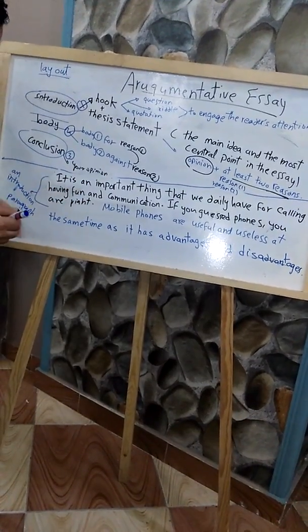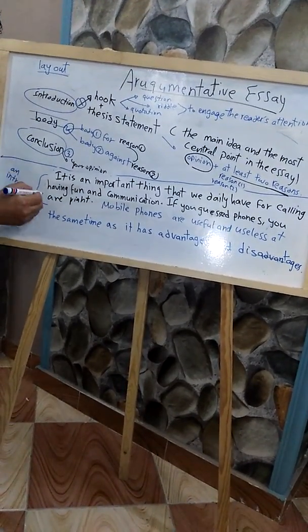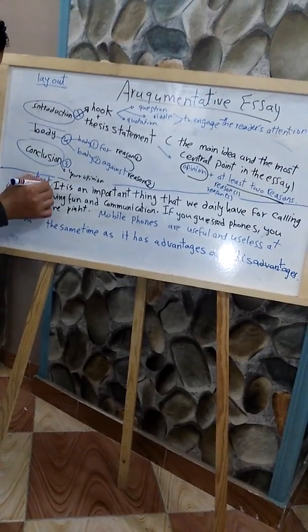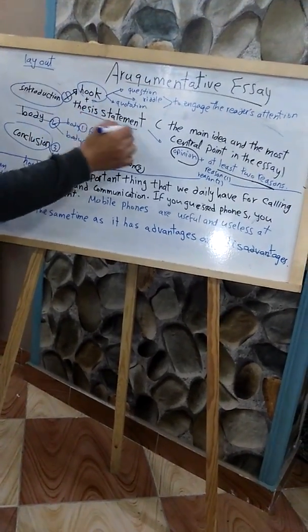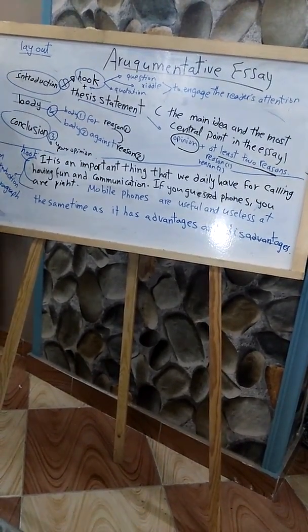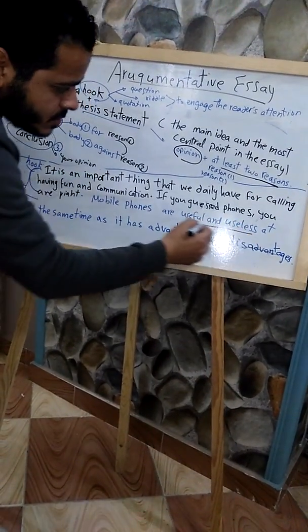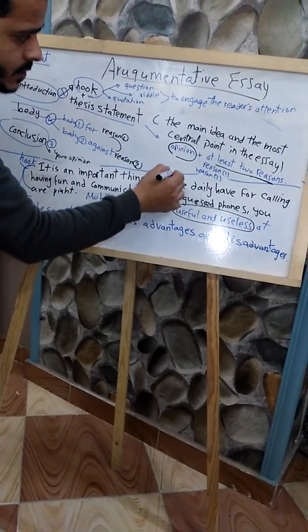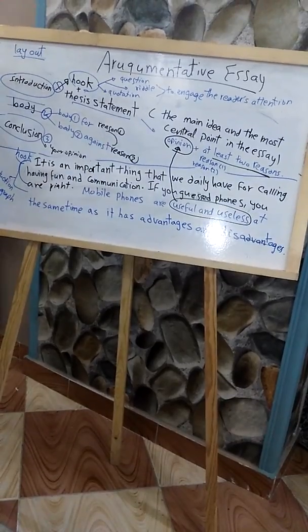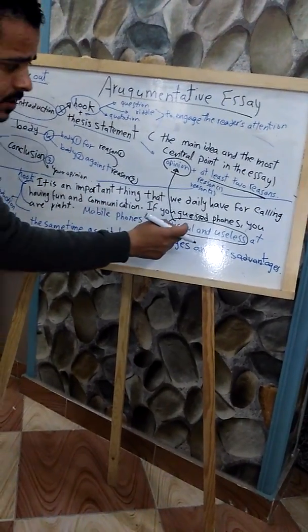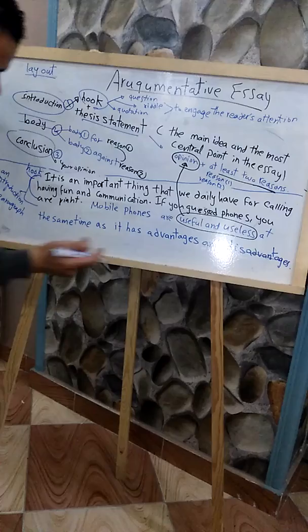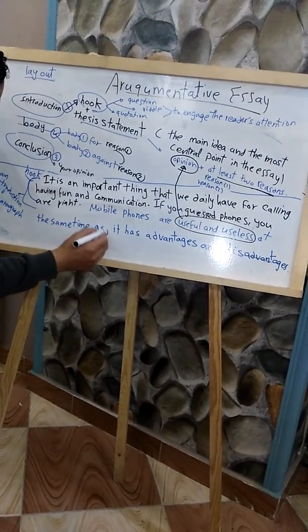After putting the hook, go to what? After the hook, put the thesis statement. Mobile phones are useful and useless. It's what? Your opinion. Thesis statement. Why did you say useful and useless? Put the reason. At the same time as means because.